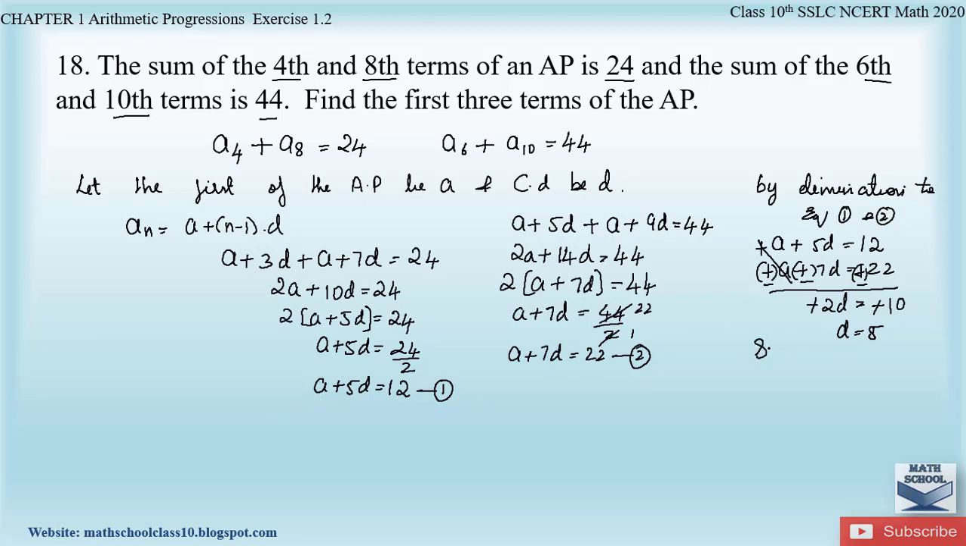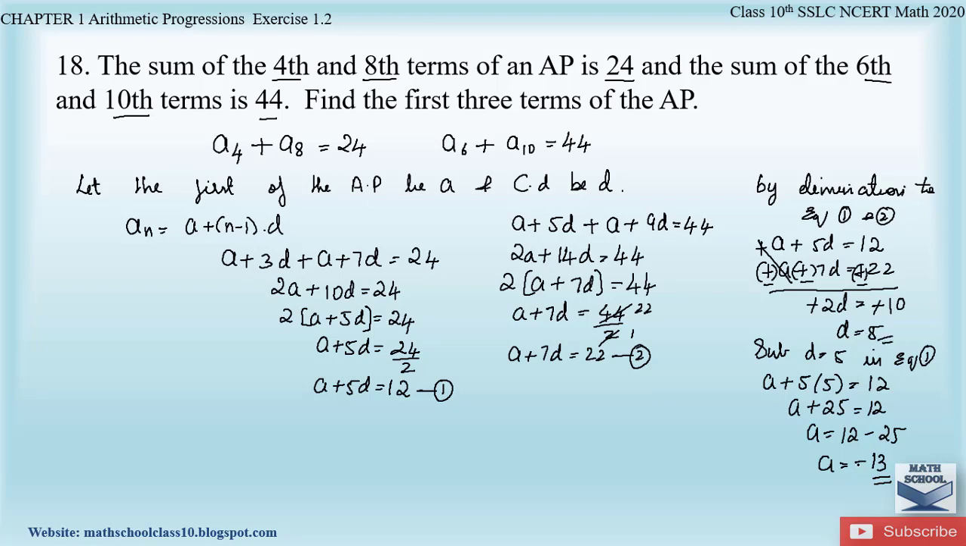So substitute d is equal to 5 in equation 1. So we get a plus 5 into d, which is again 5, is equal to 12, or a plus 5 fives are 25 is equal to 12, or if we transfer the 25 to the right hand side, it will become minus 25, or a is equal to 12 minus 25, it is 13, so it is minus 13. So a value is minus 13 and d value is 5.